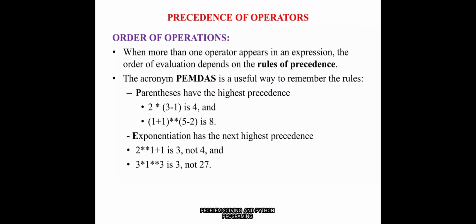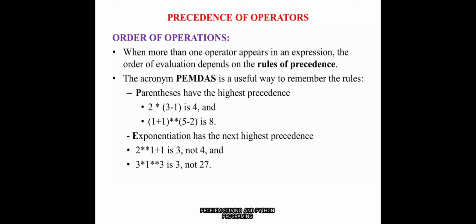For example, see the first one: 2 multiplied by the parenthesis of 3 minus 1, what is the value? First I have to solve the parenthesis. In the parenthesis, 3 minus 1 is 2. Then there is no exponent, so I have the multiplication. After the parenthesis I go for the multiplication. Now the multiplication is 2 into 2, because 3 minus 1 has been solved already. So 2 times 2 is 4.